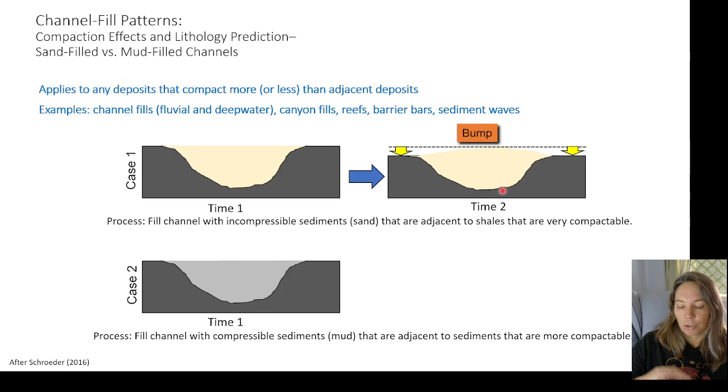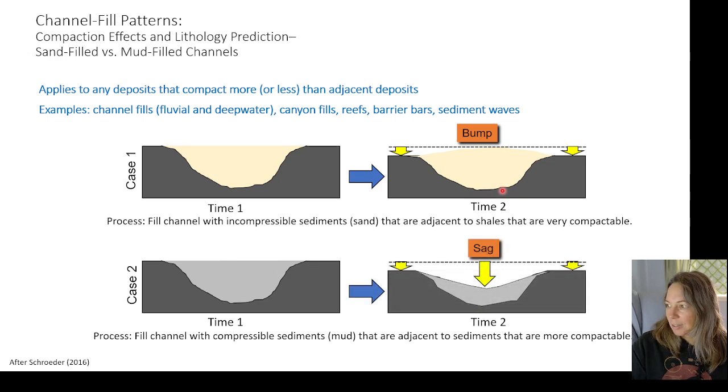And so if we think about channel fill patterns, if a channel is filled with sand, like I'm showing in case 1 on the top, we often end up with a bump, okay? Because over time, the surrounding lithology, rocks, mud and shales are compacted more than the sand in the channel. And so same thing, if you have a more shale filled or mud filled channel, that will actually compact more compared to what's around it also. So just a couple of things to keep in mind if you're trying to interpret what's in the channel.